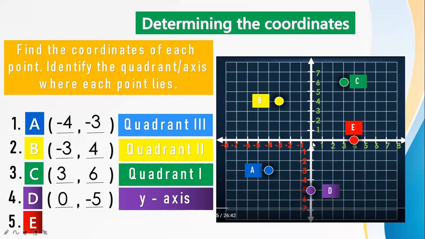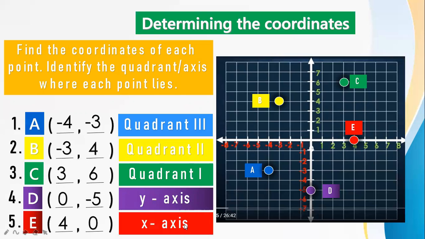Next, we have letter E. So we have letter E. So your x is 1, 2, 3, 4. So we have positive 4. And your y is nothing because this one. So therefore, your y is 0 and it belongs to this horizontal number line. And therefore, this horizontal number line, they call it the x-axis.